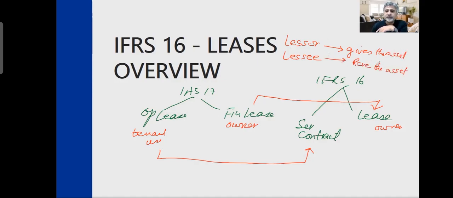Now, you should remember that for this part, which is your lessor, the old standard IAS 17 and the new standard IFRS 16 are the same. The treatment of the lessor, the one who is giving the asset, is the same. There is no change in the lessor accounting. IFRS 16 only impacted your lessee accounting. And mostly we are actually the lessees.